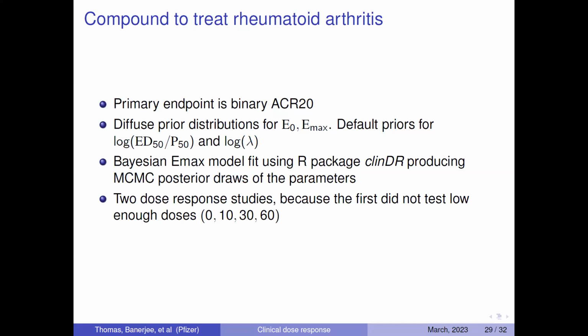Now, we just did the standard fitting. Everything you're going to see on the next couple of slides came right out of the ClinDR package. It's very easy to implement. We wound up with 2 dose response studies. I'll show them in a moment. We did that because the first study did not test low enough doses. Very, very common. And again, the first study had doses at 10, 30, and 60, 3 doses, 6-fold range.